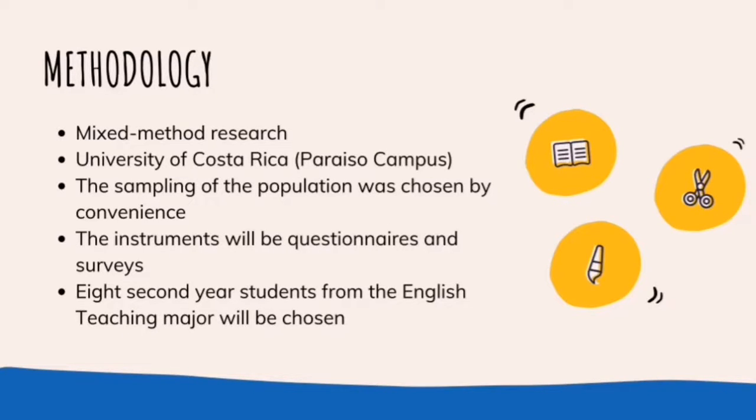About the methodology, this is a mixed method research and will take place at the University of Costa Rica, specifically in Paraíso campus. The sampling of the population was chosen by convenience due to the accessibility and proximity of the subjects. The instruments will be questionnaires and surveys via email or different platforms like SurveyMonkey or Google Forms. Eight second-year students from the English teaching major will be chosen, four to do the questionnaires and four to do the surveys.